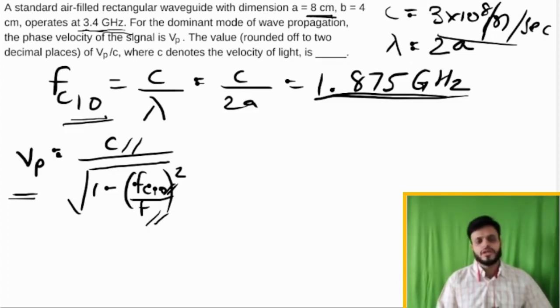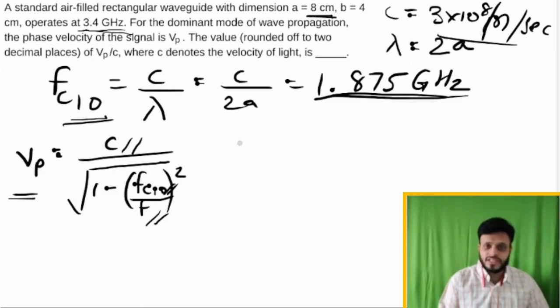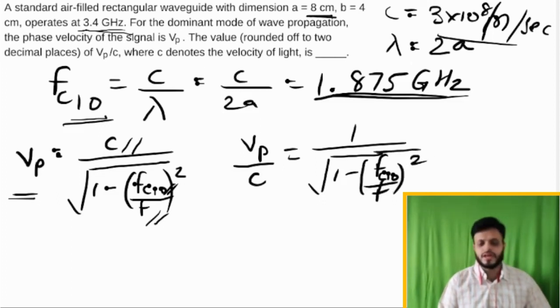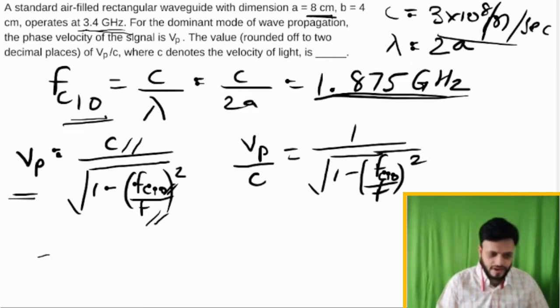But we are not trying to find the value of the phase velocity. We are trying to find the value of a ratio, which is the phase velocity to the velocity of light. So the formula now changes to Vp over c is equal to 1 over the square root of 1 minus (fc10 over f) squared. Now when you solve this, put in the value 1.875. So I will write it here.